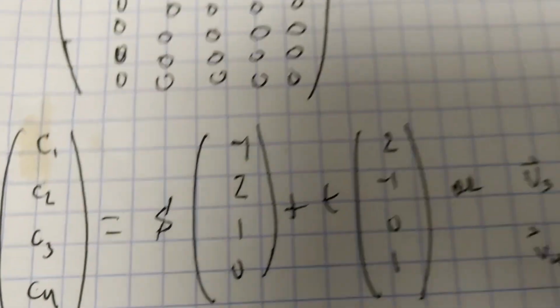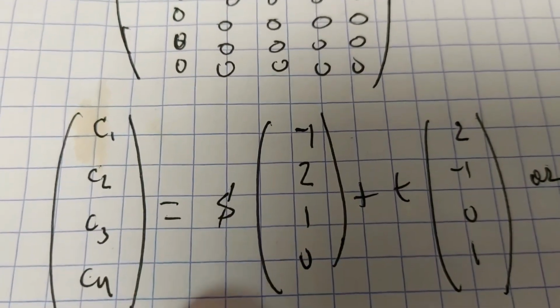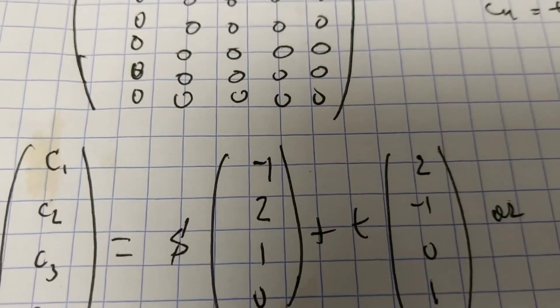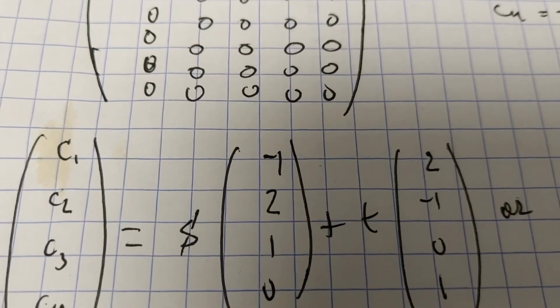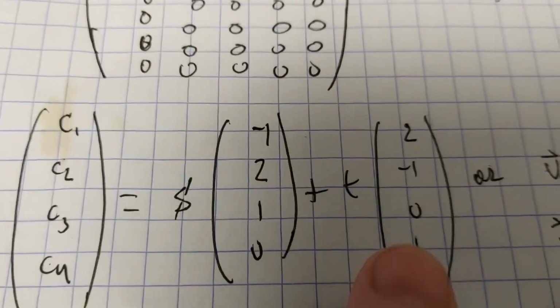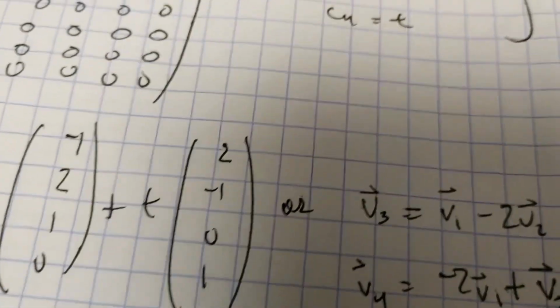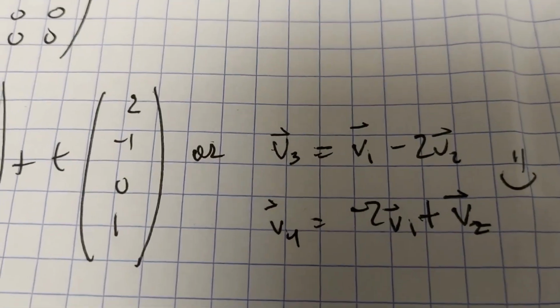dependent, we can write the null space in the form of c2, c3, c4 is equal to s times the first vector, plus t times the second vector in this form. Or another way of saying that is that v2 and v3 are written as a linear combination in that form.